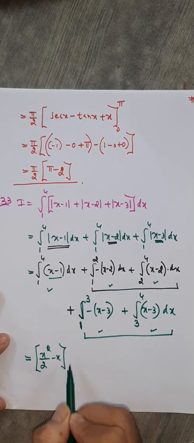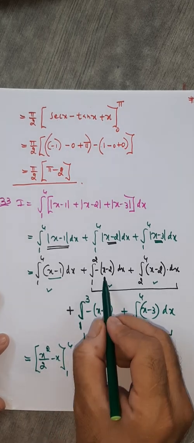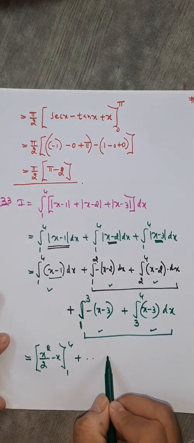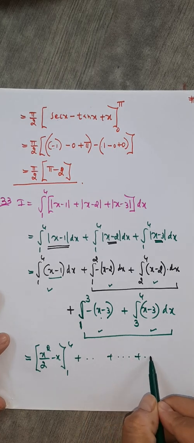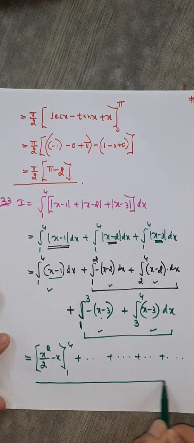Limits are from where to where? 1 to 4. Simplify, and so on. Next, go for this. Next, go for this. Then this one, and simplify. So we'll get the backside answer.